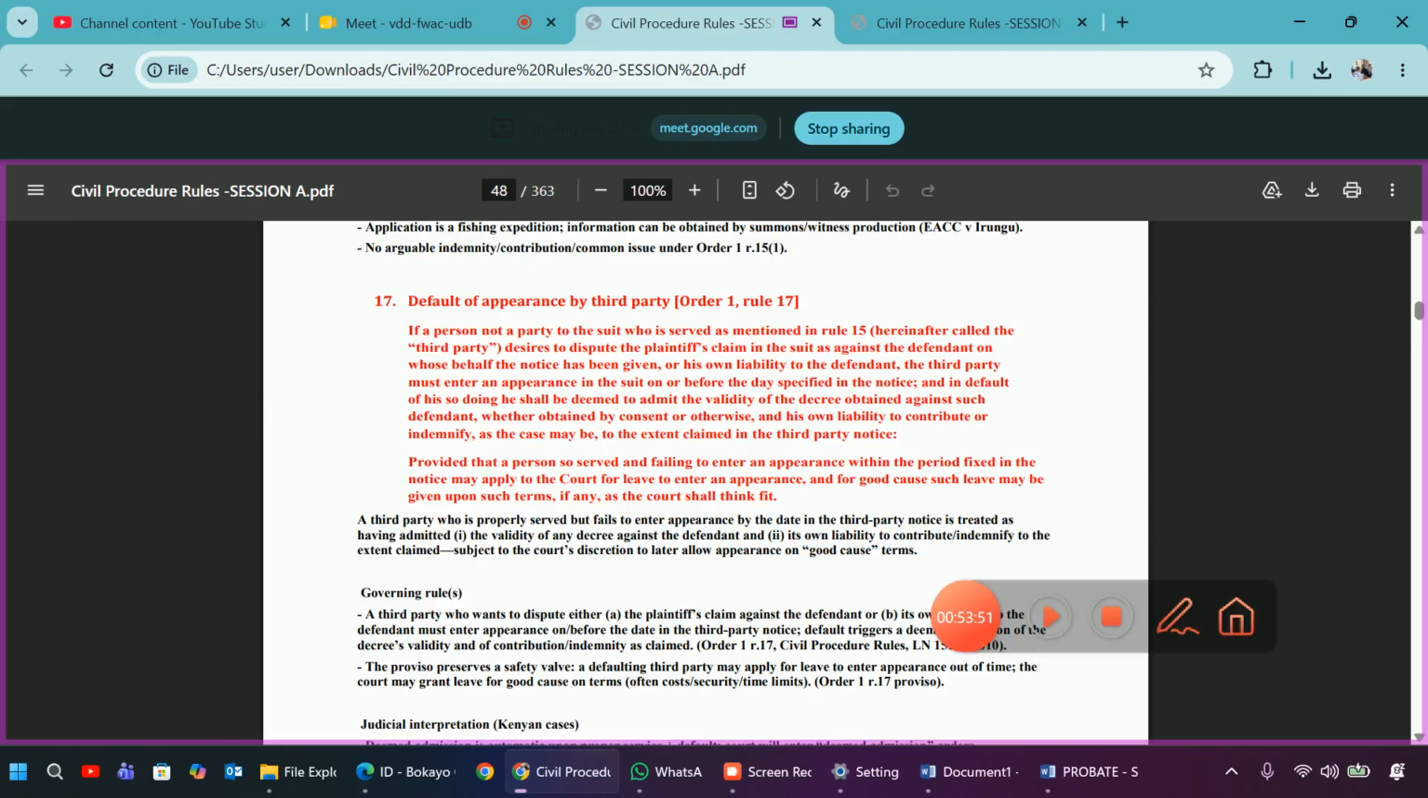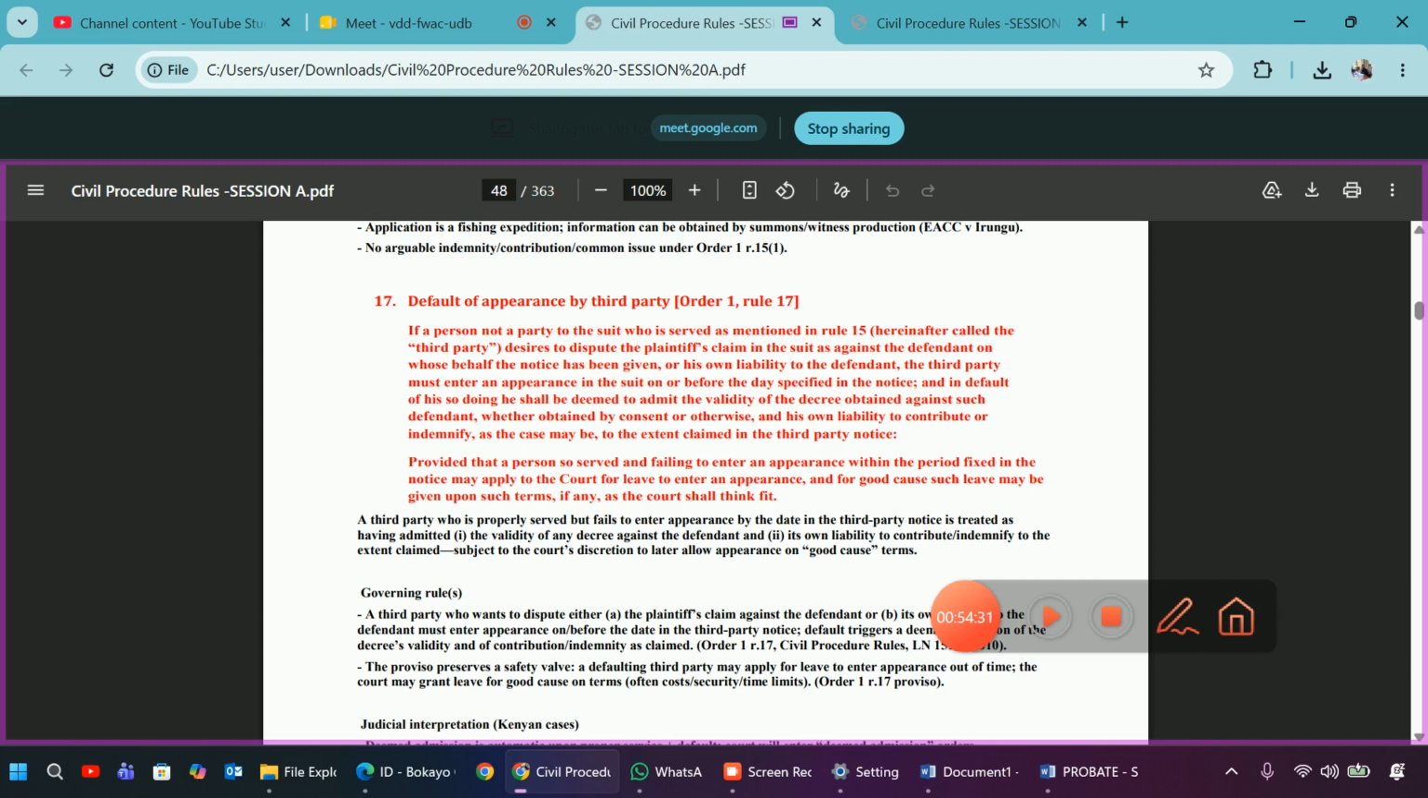Then default of appearance by third parties. What happens in case of default? If a person not a party to the suit who is served as mentioned in Rule 15, hereinafter called the third party, desires to dispute the plaintiff's claim in the suit as against the defendant on whose behalf the notice has been given, or his own liability to the defendant, the third party must enter an appearance in the suit on or before the day specified in the notice, and in default of his doing so, he shall be deemed to admit the validity of the decree obtained against such defendant, whether obtained by consent or otherwise, and his own liability to contribute or indemnify, as the case may be, to the extent claimed in the third party notice.